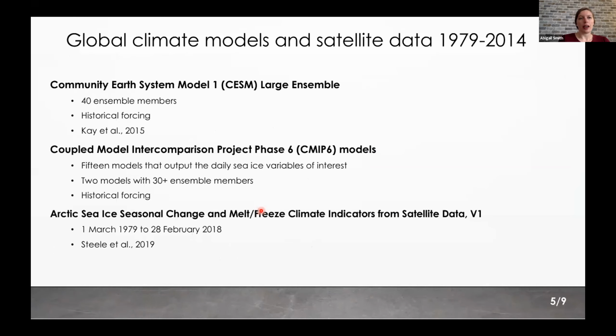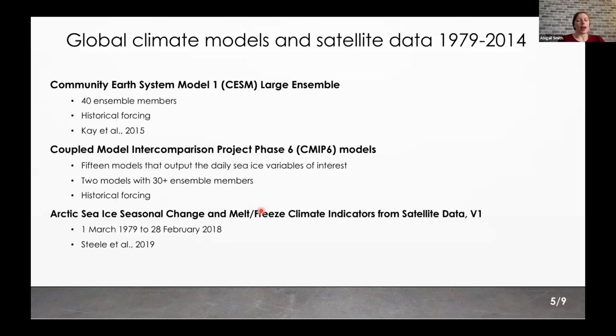So just to give you a little background on the tools that we are using here, we're using global climate models and satellite data in their overlapping time period of 1979 to 2014. And so that means we're using the historical forcing in the models. And the first set of ensemble members we're using is from the Community Earth System Model Large Ensemble, which has 40 ensemble members with slight perturbations in the initial conditions to each member.